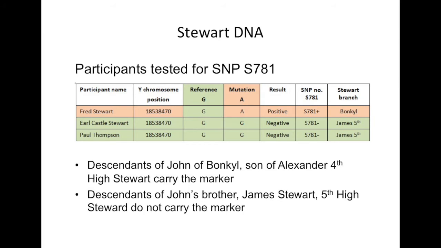But the fact that they tested for the SNP S781 showed and proved that the time to most recent common ancestor was actually 23 generations between Fred and the Earl. So because of convergence, the relationship between these two individuals, based on STRs, looked much closer than it actually was. And the result of this SNP test also meant that the time to most recent common ancestor between the Earl and Paul Thompson would be no more than 19 to 20 generations.